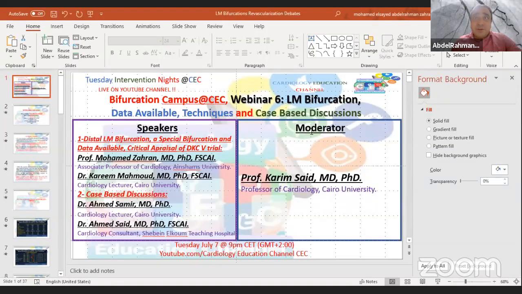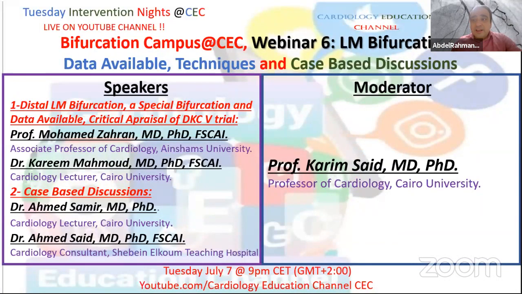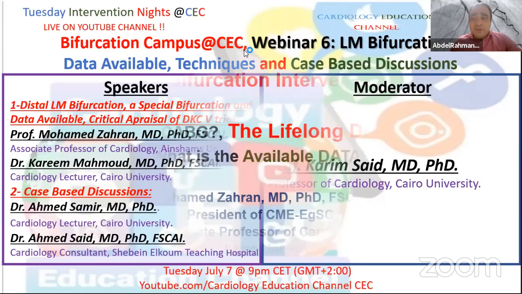Today is our sixth webinar through our course, our intervention course, the Bifurcation Campus. Today we will begin the second, more advanced part. Our first part consisted of 5 webinars regarding the fundamentals of bifurcation, the provisional stenting, the T techniques, the crush techniques, and the keylot technique. Today, we will begin another entity, special situations, and we will continue through another four webinars.